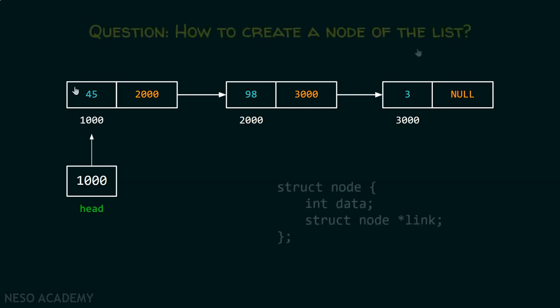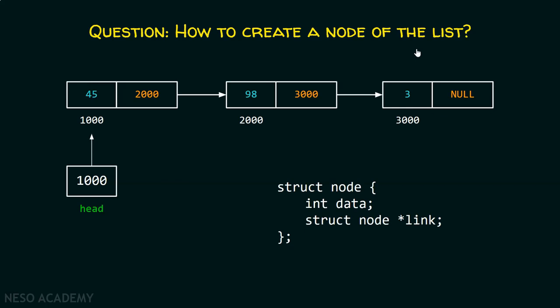Now my question is how to create a node of the list. That is the first question. We already know how to create a node of the list, isn't that so? We just need to create a structure, something like this, struct node. It should consist of data as well as the link part. This is the way we will create a node of the list. This is what we have learned in the previous lecture. Now we want to create 3 such nodes and we want to link them together.